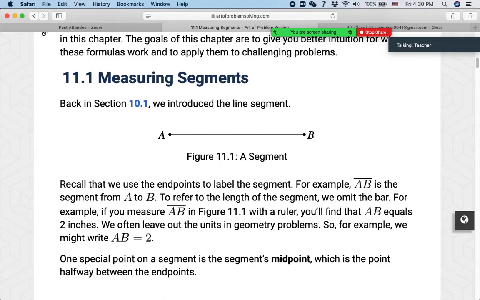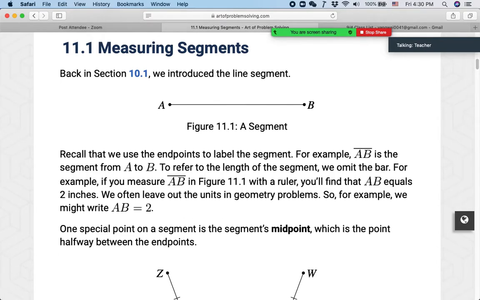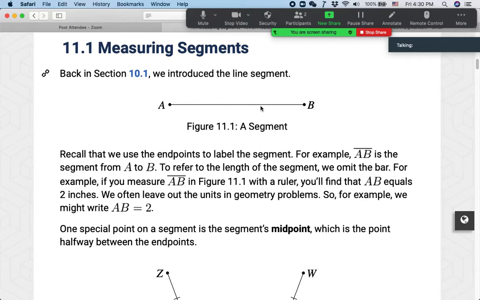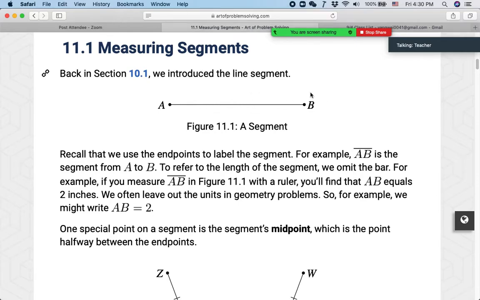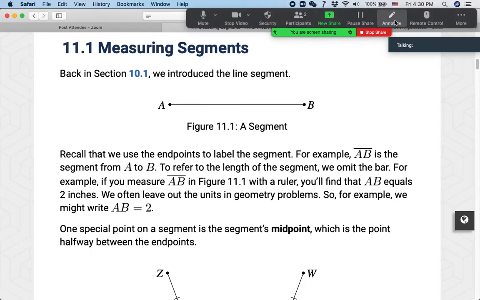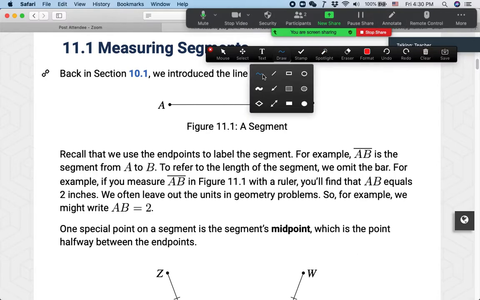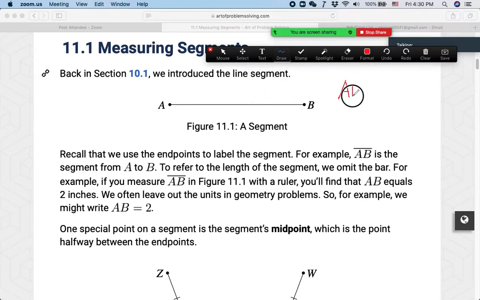In section 10.1, we introduced a line segment like AB here. We add a bar above these two letters, AB, to represent this segment. Then when we write the length of this segment, we just remove that bar. Suppose this one equals 2 centimeters, so you can write AB equals 2.